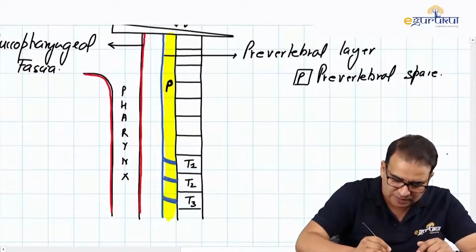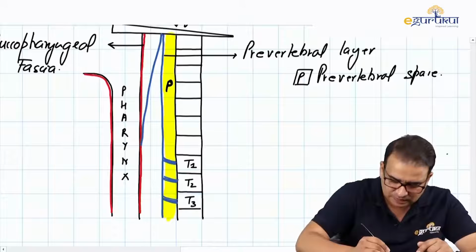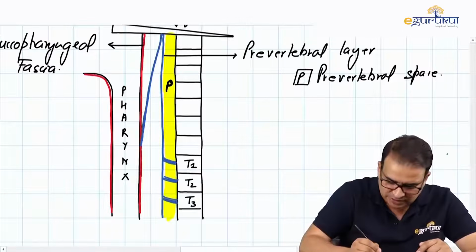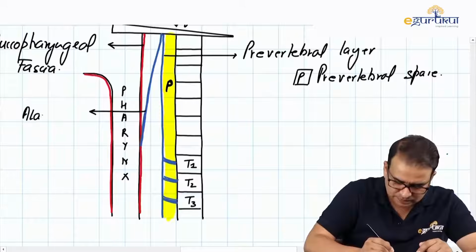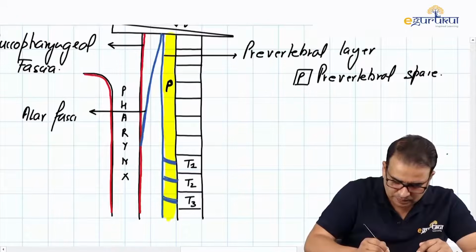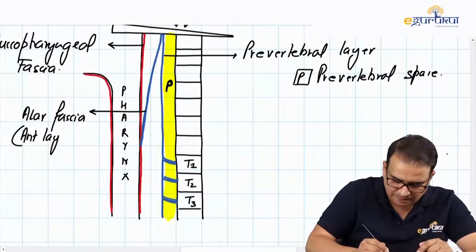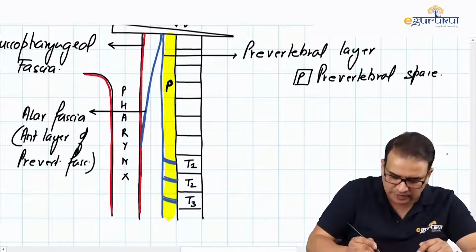It starts from the base of the skull. It comes down like this, and it merges with the buccopharyngeal fascia. Look at that, guys. This fascia here is called the alar fascia. Alar fascia, as I said, is also referred to as the anterior layer of prevertebral fascia.